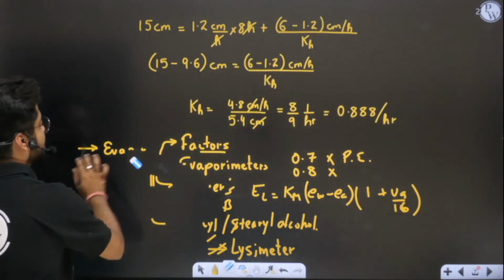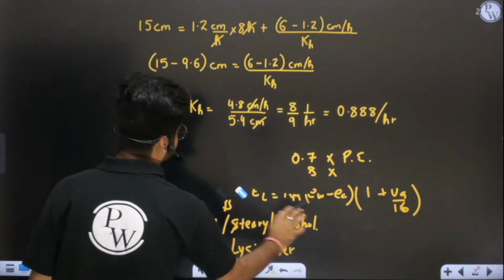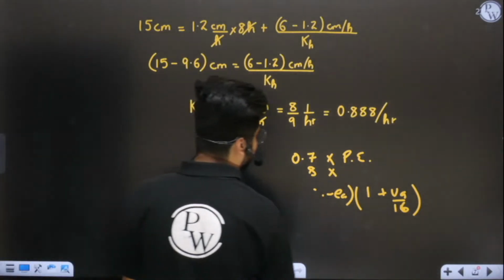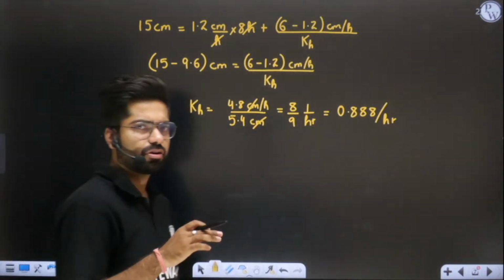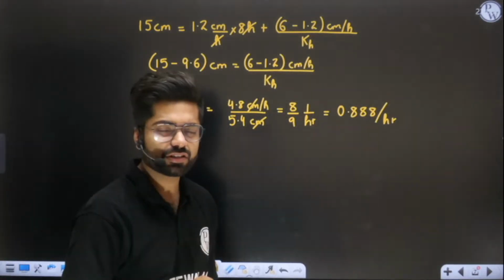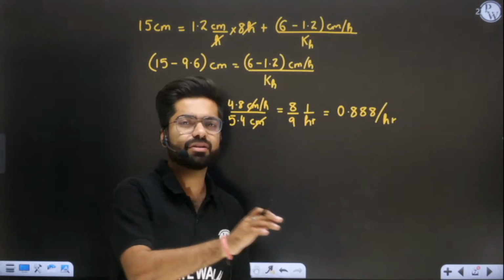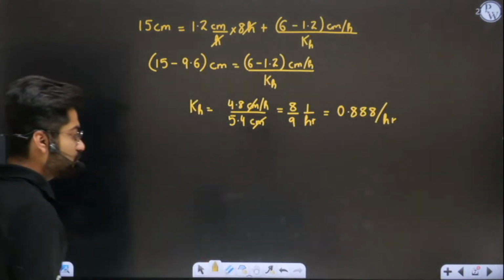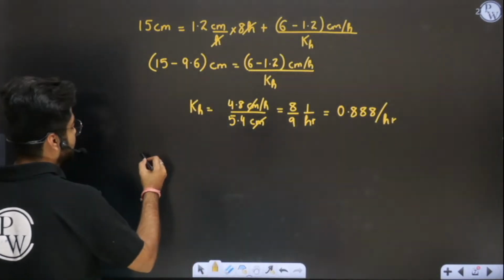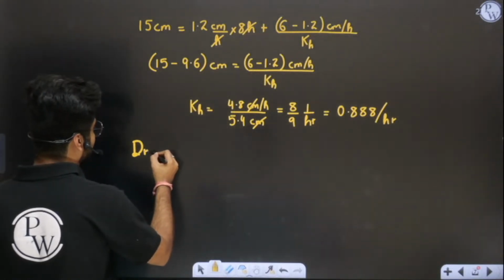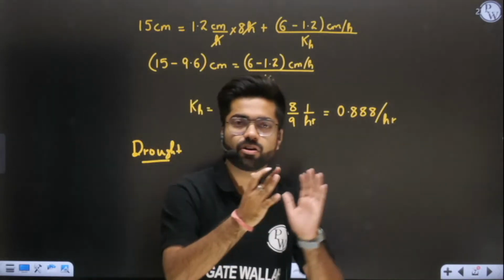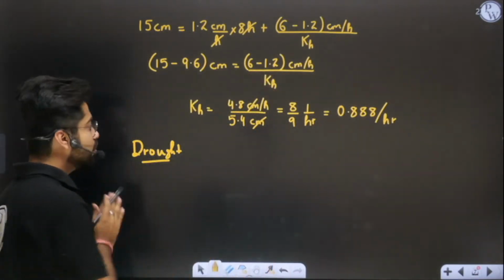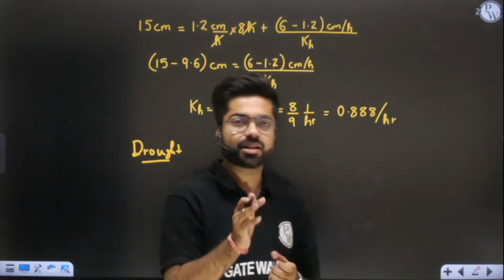Then after evapotranspiration, we discussed Penman's equation and the Blaney-Criddle equation, which measure PET, but they were not so important, so I'm not going to discuss that. After PET, we went on to discuss drought and its different types. Drought is a condition of scarcity of water. Meteorological drought was there, hydrological drought was there, agricultural drought was there.